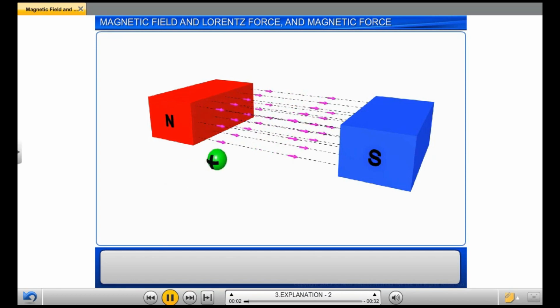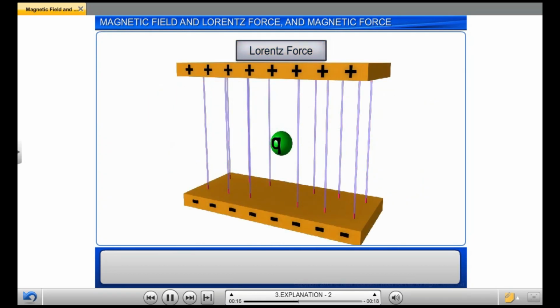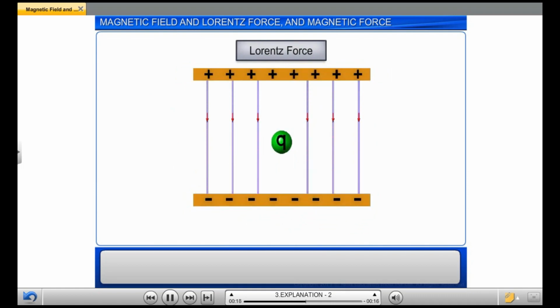Now let us learn about the forces acting on a moving charge in the presence of both an electric field and a magnetic field, which is called Lorentz force. Consider a charge of Q coulomb placed in a uniform electric field of strength E. Here, the force acting on the charge due to the electric field is F electric equal to QE.